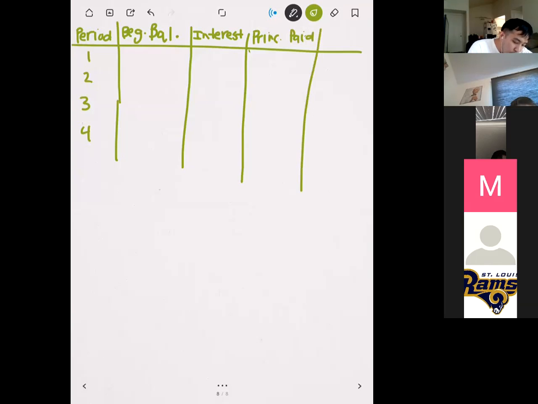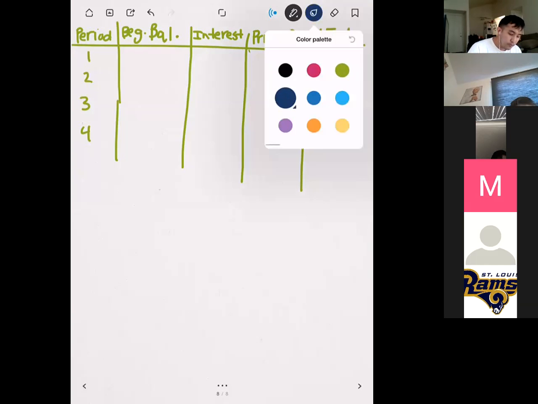Right? And then finally, we have our end balance. Okay. So I filled it all in this time. The way we fill this table out is we usually just go row by row. All right, so let's start at the first row here.